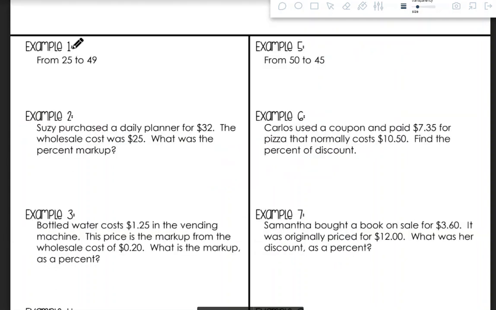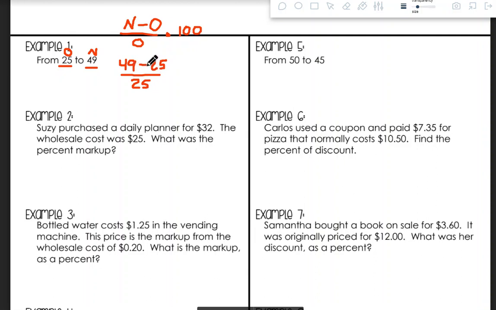All right, example one here, percent increase. So we got to remember our formula. New minus old divided by old. And then we're going to times by 100. Okay? So it went from 25 to 49. So 25 is my old, 49 is my new, because it started at 25 and went to 49. So 49 is my new, so I'm going to plug that into my formula. It's my new 49 minus my old 25 over 25.